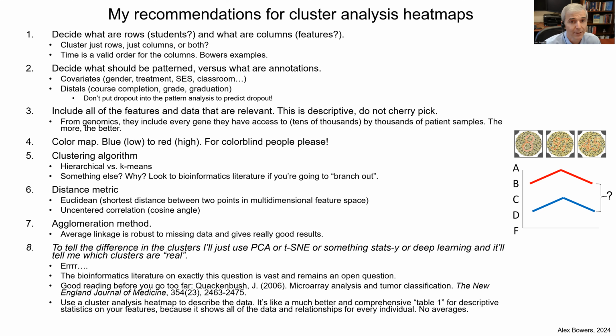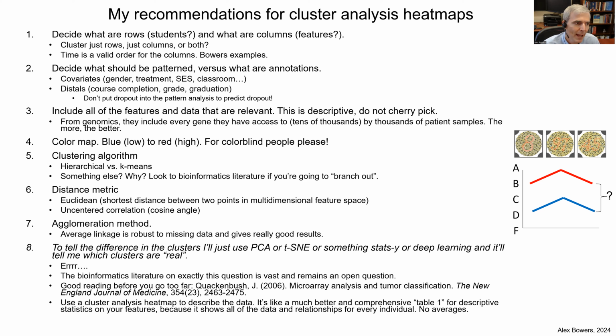Number three, as we talked about before, include all of the features and data that are relevant. This is a descriptive statistic. Please don't cherry pick. From genomics, they include every gene they have across tens of thousands of genes by thousands of patients. The more, the better.